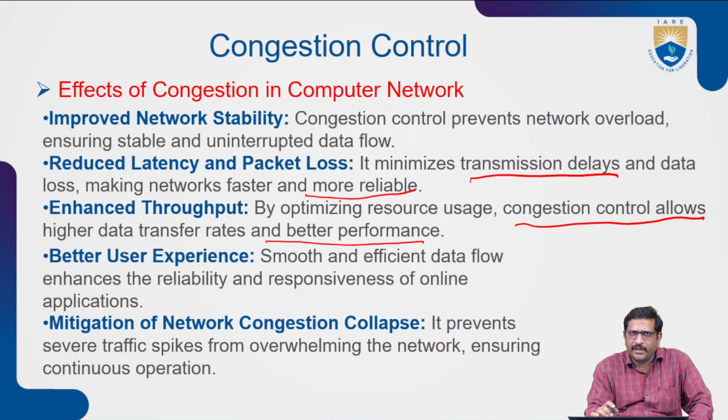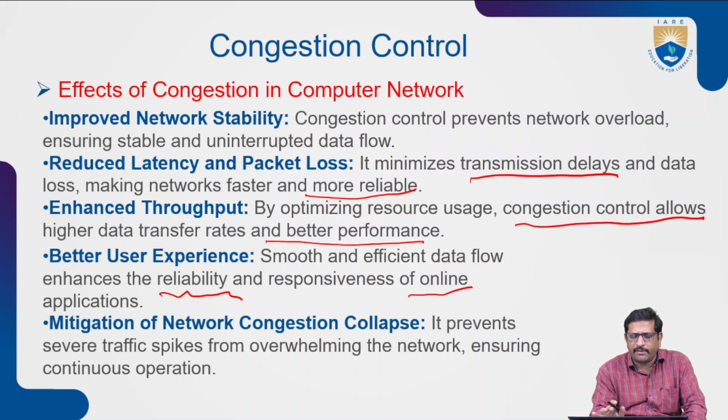Better user experience means smooth and efficient data flow, which enhances reliability. Accurate data can be transmitted from the sender machine to the receiver machine, which is essential for online applications. This gives a better user experience, mitigating network congestion collapse. If a network collapses because of congestion, that collapse can be mitigated.